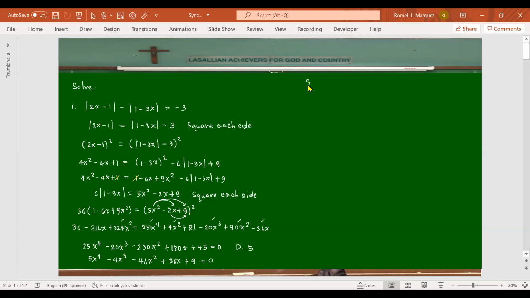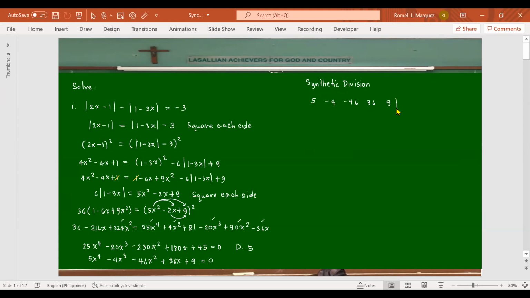Synthetic division. Do you know synthetic division? You copy the coefficients. 5. Be sure it is arranged in descending order of powers. Negative 4, negative 46, positive 36, and then positive 9.